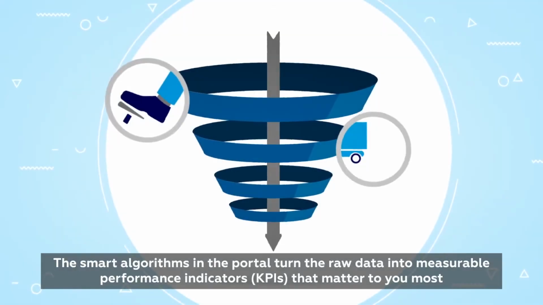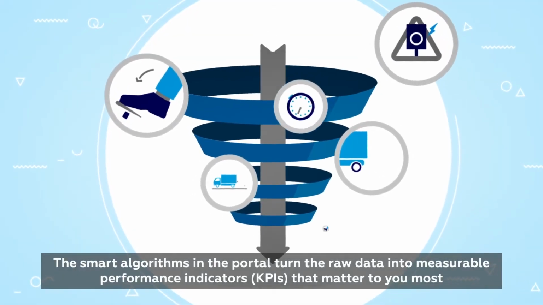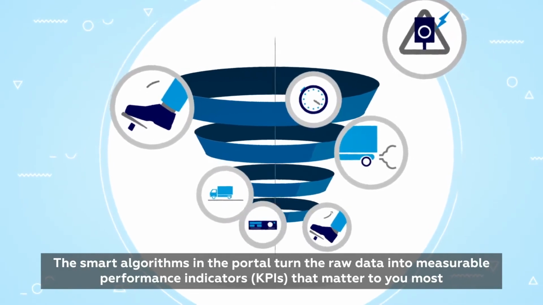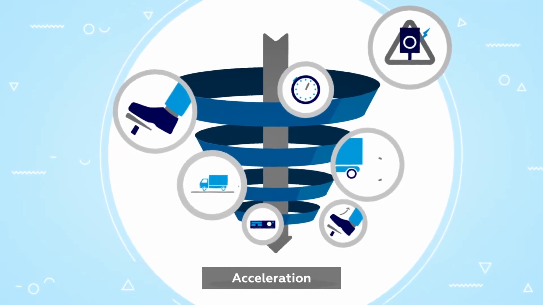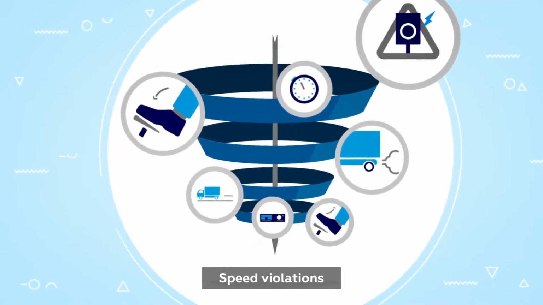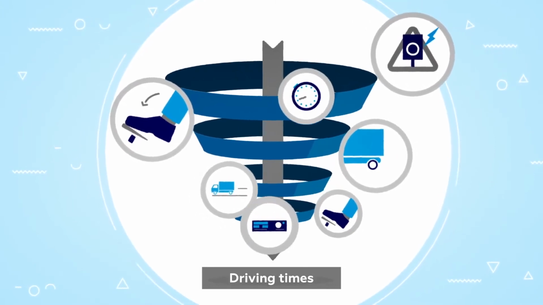The smart algorithms in the portal turn the raw data into measurable performance indicators, KPIs, that matter to you the most. Sudden braking, idling, acceleration, speed violations, cruise control, coasting, driving times.